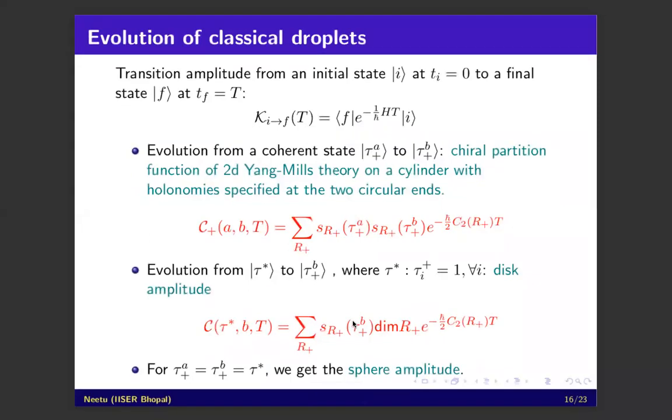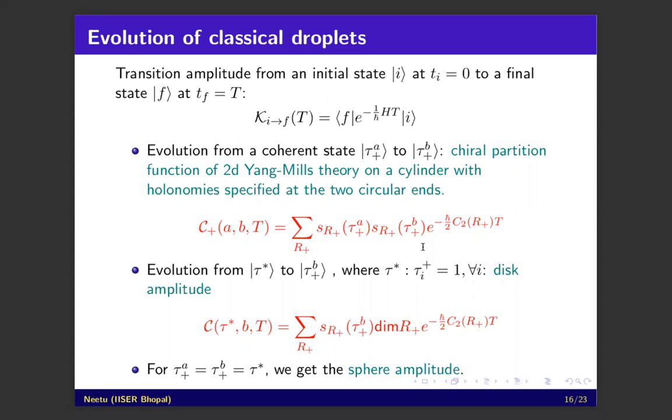Then we go to the evolution of these states, or correspondingly these Fermi surfaces. So the transition amplitude from any initial state I to F in time t, we write in the usual way. And if we consider the evolution from a coherent state tau_A to tau_B, then we'll get the chiral partition function of a 2D Yang-Mills theory on a cylinder. These Schur polynomials S_R of tau_A and S_R of tau_B correspond to the two holonomies defined at the two ends of the cylinder.